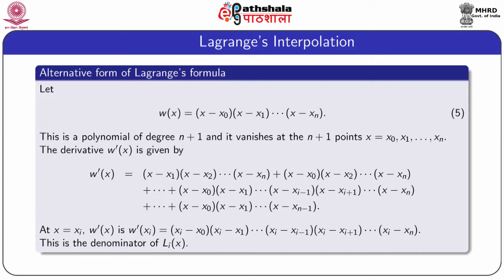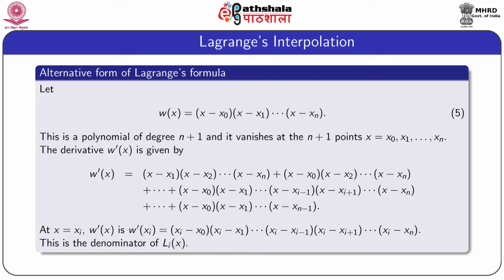Now, when x equals xi, then W'(xi) equals (xi - x0)(xi - x1) up to (xi - x_{i-1}) into (xi - x_{i+1}) up to (xi - xn). Only one term is present because all other terms contain the factor (xi - xi), so those terms become 0. So, this expression is nothing but the denominator of the Lagrangian function Li(x).